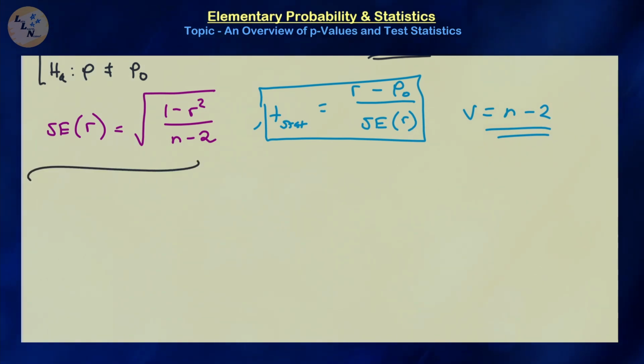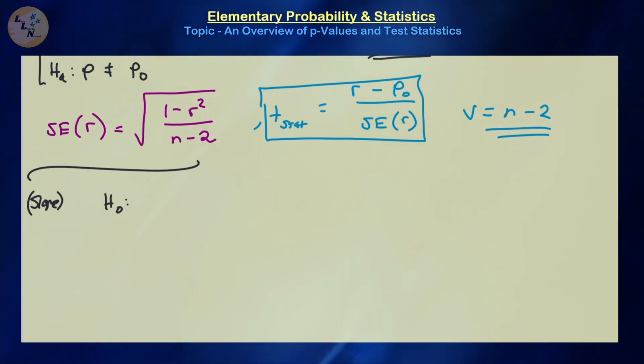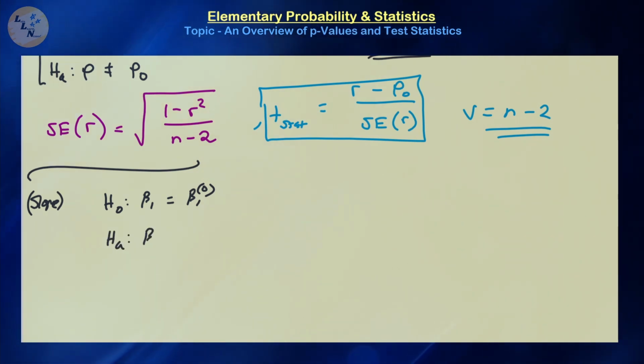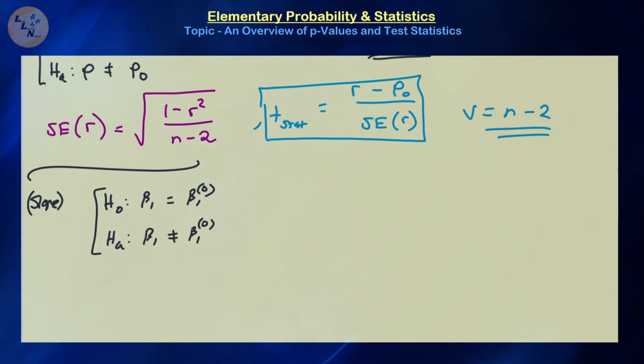Now let's look at the coefficients associated to our linear model. So for the slope of our line of best fit, which is typically represented as beta 1, someone claims that beta 1 is equal to some number, say beta 1,0. And let's assume we're going to be working with the two-sided alternative that beta 1 is not equal to beta 1,0.